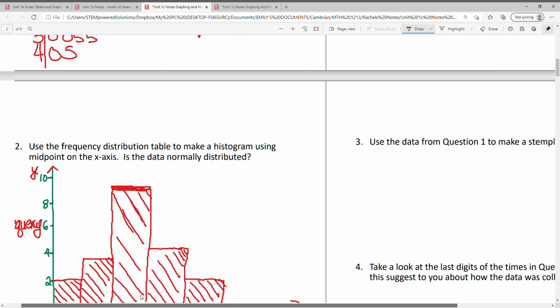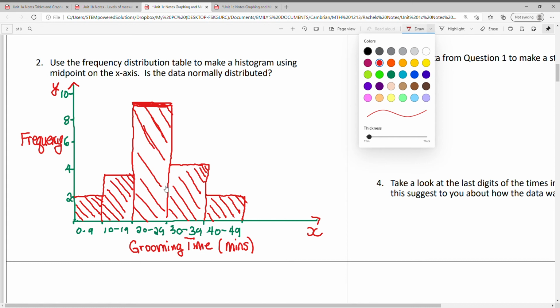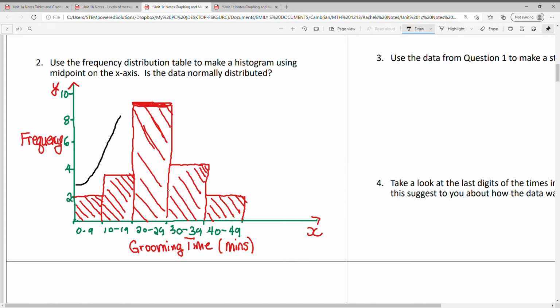We forgot to answer, is the data normally distributed? I would say yes, this data is normally distributed. From the histogram, we can tell because there is a symmetry to the data. The axis of symmetry is right here. What's happening on the left side of the axis of symmetry is happening on the right. Therefore, yes, the data is normally distributed.